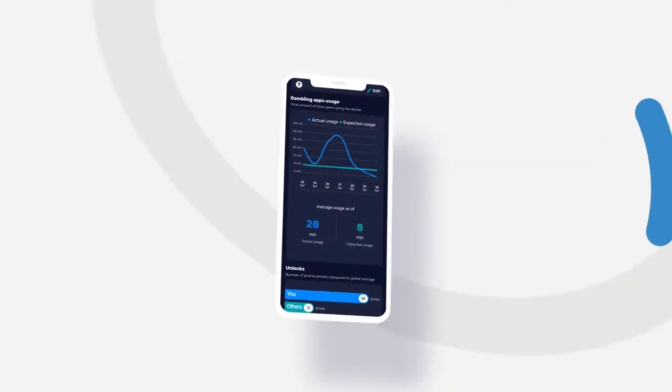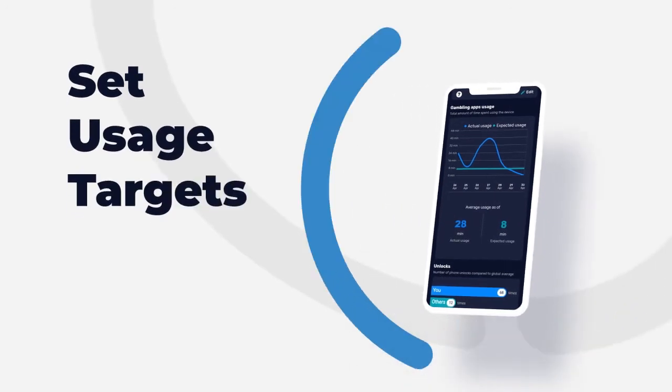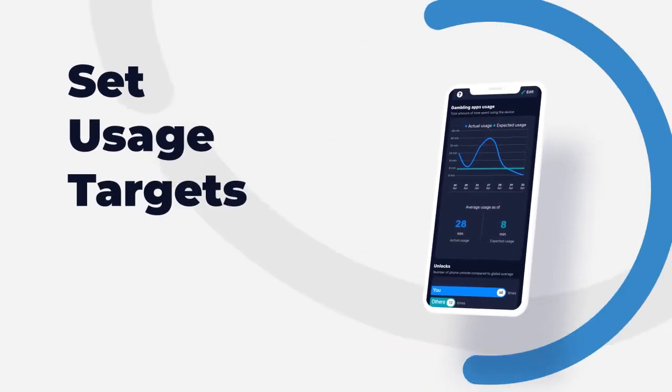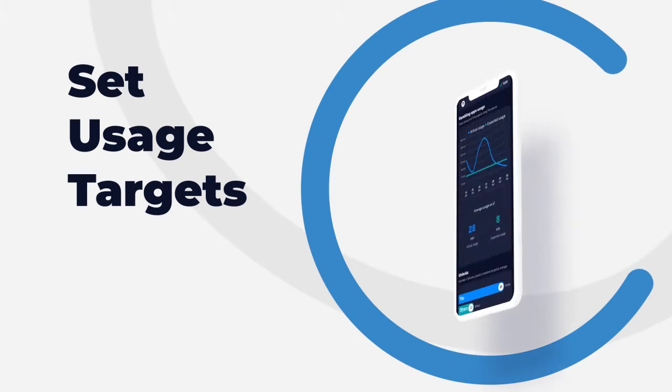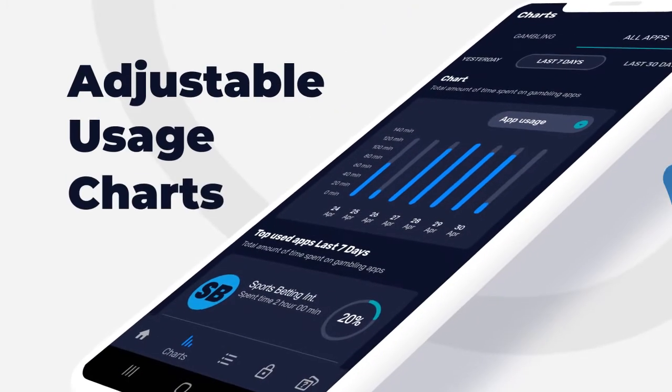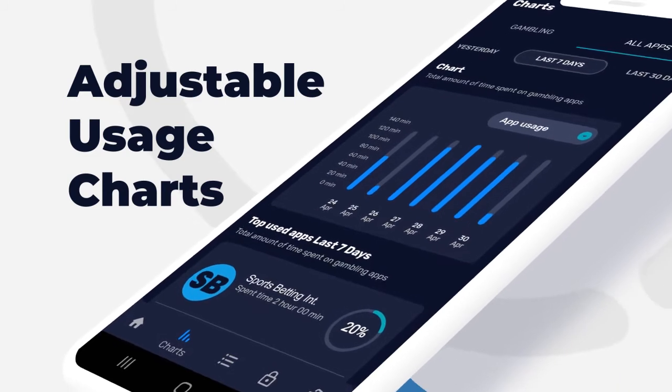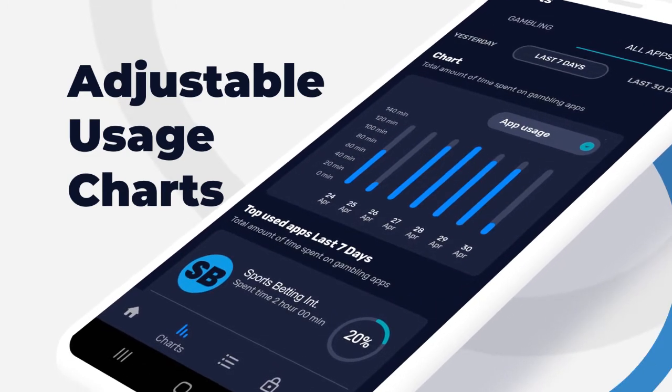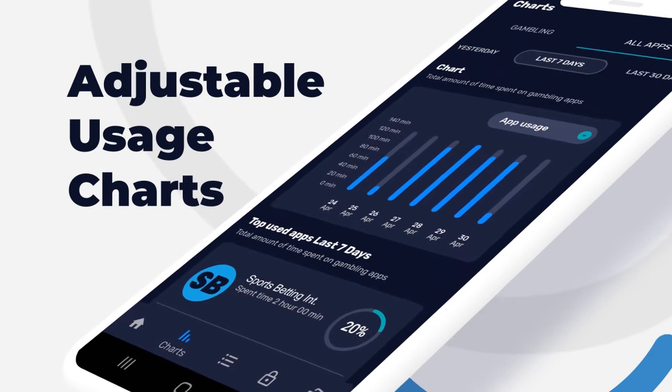At initial installation, you'll be asked to estimate expected time in gambling apps. This helps set a benchmark that is shown comparing your actual to expected usage. The chart section shows usage over a wide range of time periods. You can also see total phone usage with granular details.